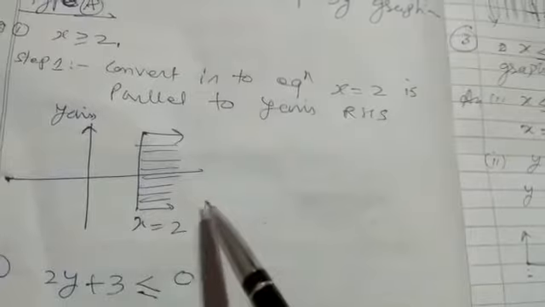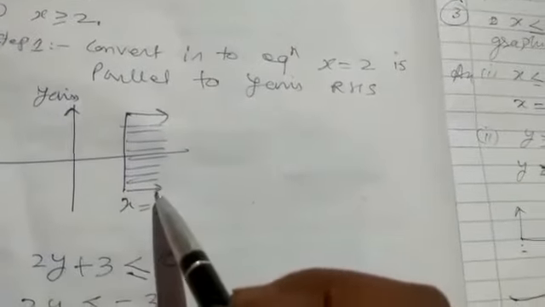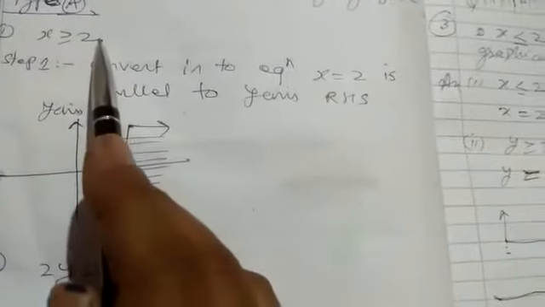Okay. Now, what part is the required solution of the inequality x is greater than or equal to 2? We need the values of x which are greater than 2. The greater than 2 part is the right hand side of 2. So the shaded part is the required solution. These are the parts of the solution of the inequality x is greater than or equal to 2.